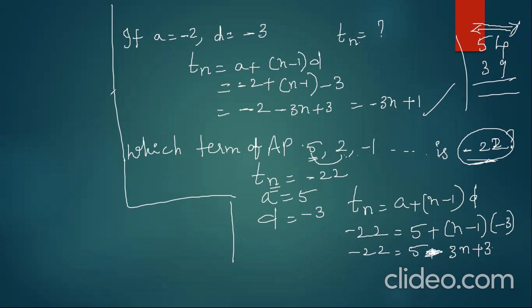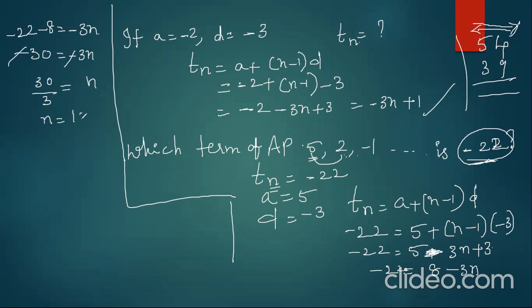Come on, let us look at this. Minus 22 is equal to 5 plus 3, which is 8, minus 3n. Now, what do we get? Minus 22 minus 8 is equal to minus 3n. Minus 30 is equal to minus 3n. So both minus signs cancel, and n is equal to 30 upon 3. So n is equal to 10. So which is our term? Our 10th term is minus 22, so T10 is equal to minus 22.